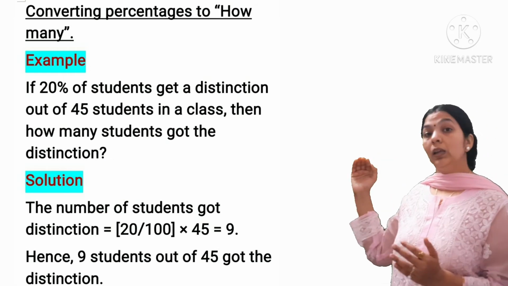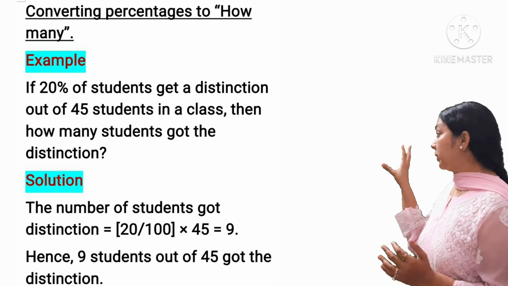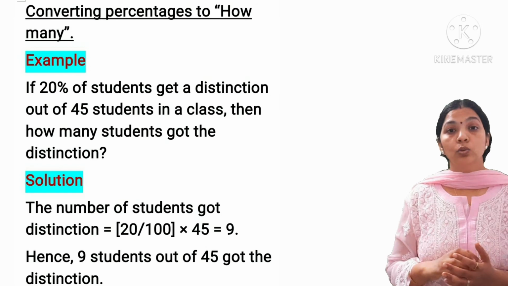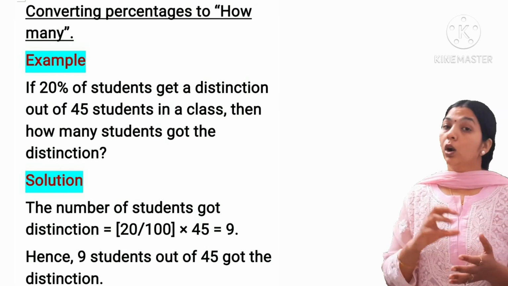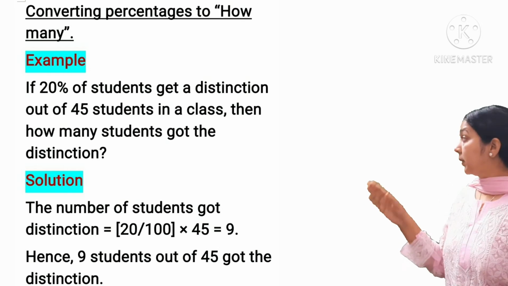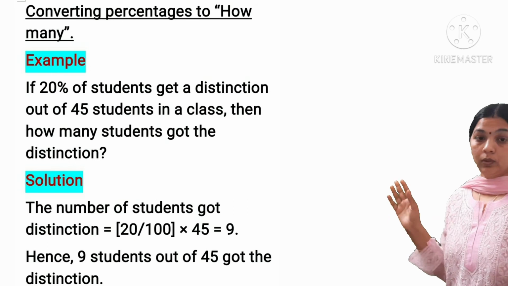20%, that means 20 upon 100, and multiplying this by the total number of students, that means 45. So it would result in 9. It means 9 students out of 45 students got distinction. This is how we use the percentage in how-many type questions.